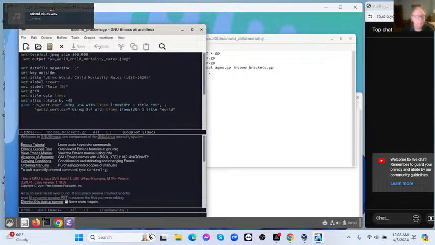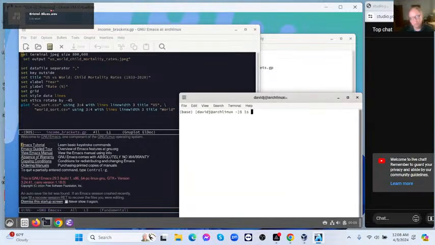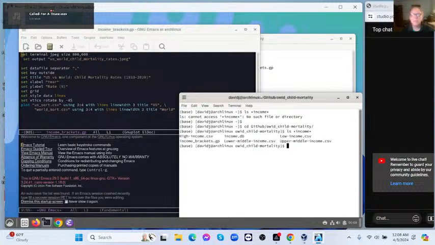Income brackets. And what we're going to do is we're going to plot, and yes, I do in fact have, so there's our income groups again. 1, 2, 3, 4, and 5.